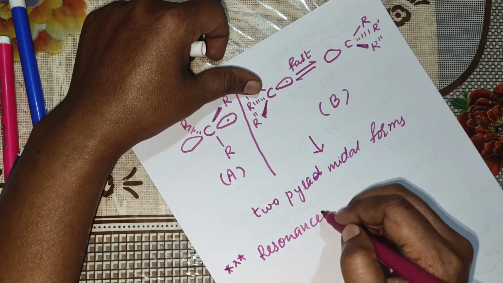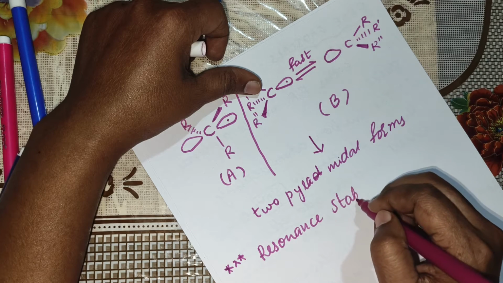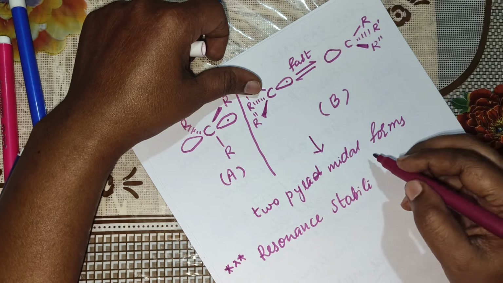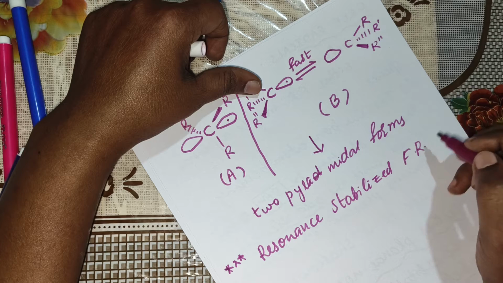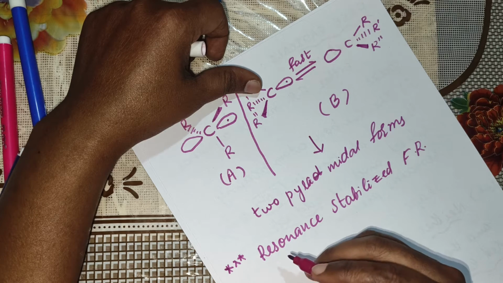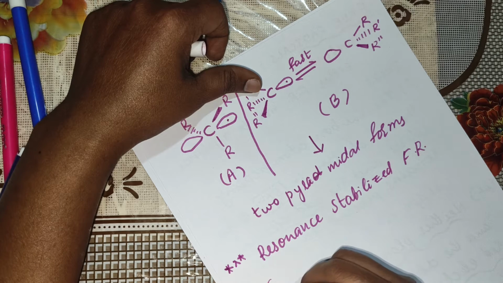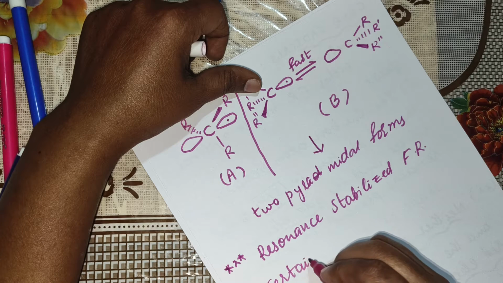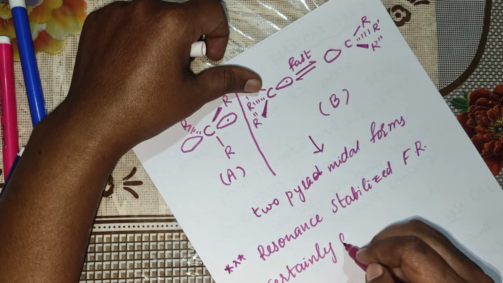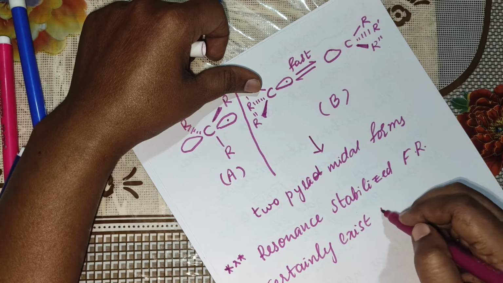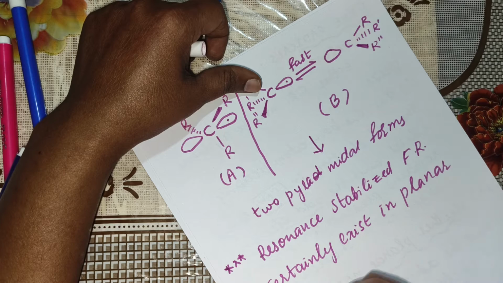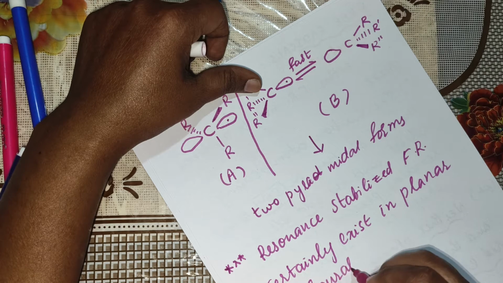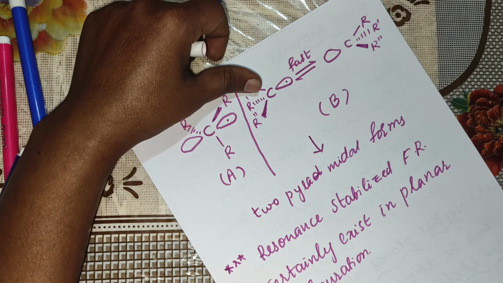Resonance stabilized free radicals certainly exist in planar configuration. It is the point we have to keep in mind. Planar configuration, we can say here.